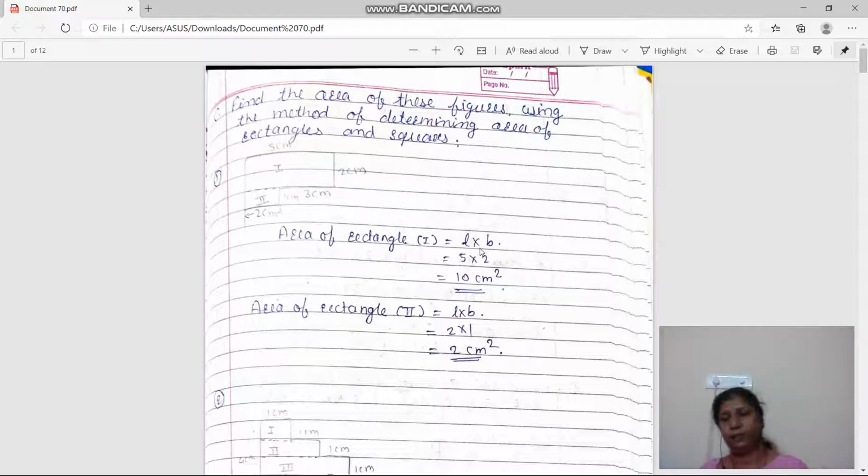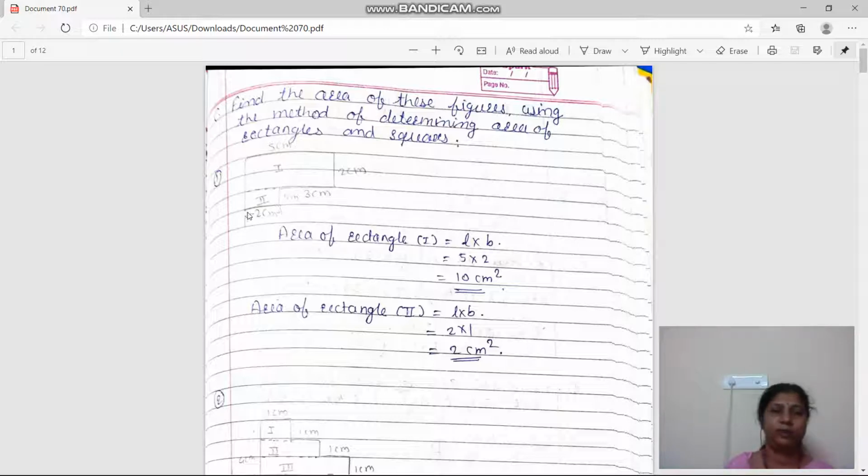length into breadth. So what is the length of this big rectangle? 5 centimeter, right? And what is breadth? 2 centimeter. So 5 into 2, 5 twos are 10. It is 10 centimeter square. Always area is in square. Okay. Next, this smaller one.